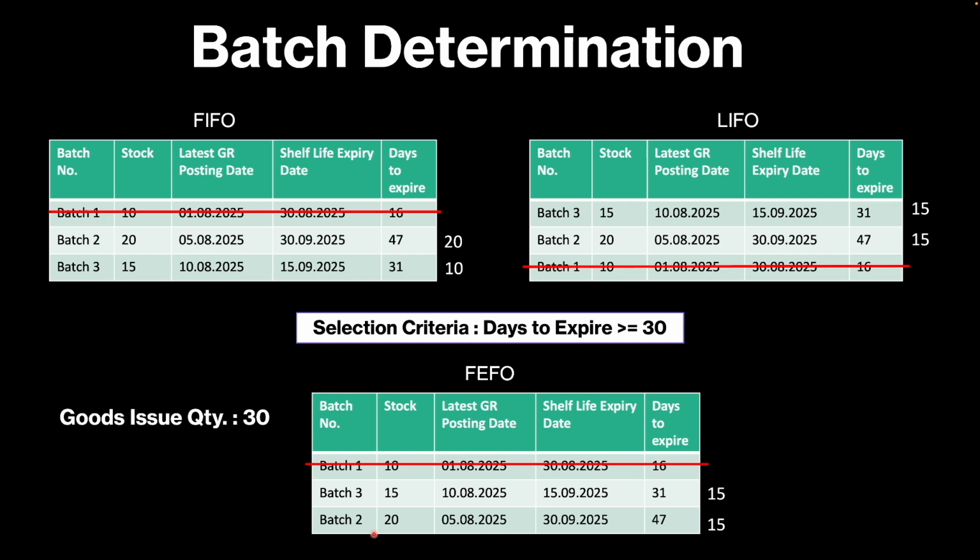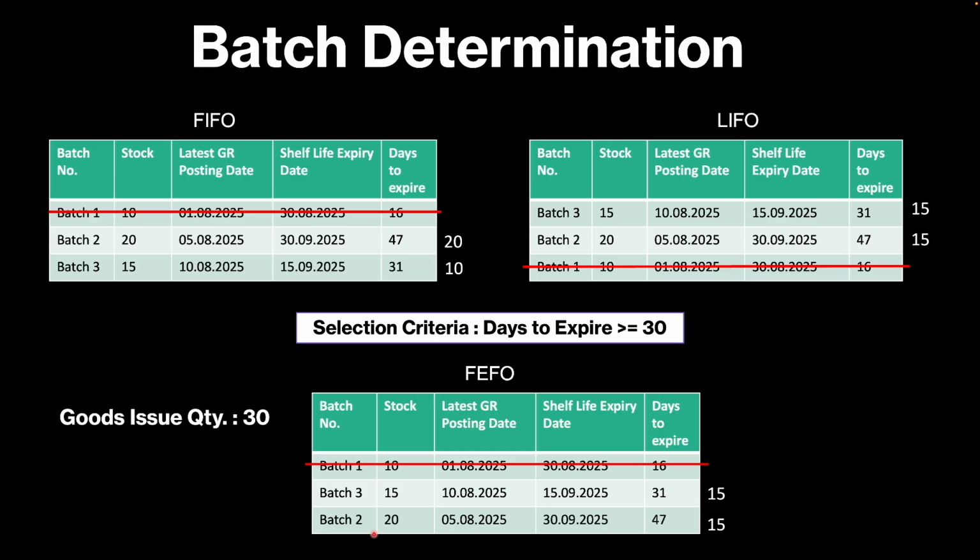So you can see here, based on the selection criteria and the sorting method, system determines in which sequence the batch is to be considered for posting goods issue. So two things we have learned here. First is the selection criteria, that is the criteria on which you have to select the batches from which goods issue has to happen.